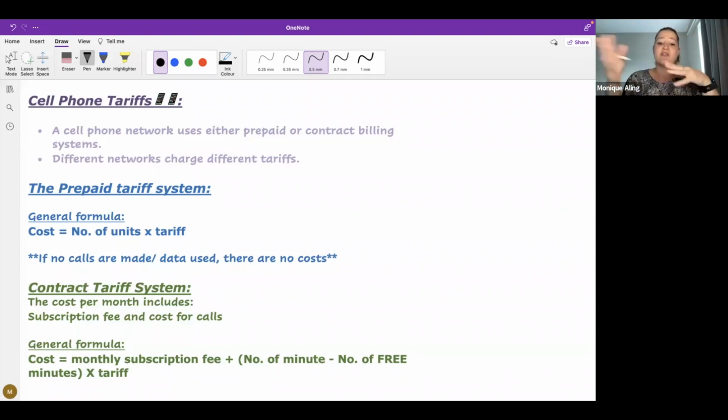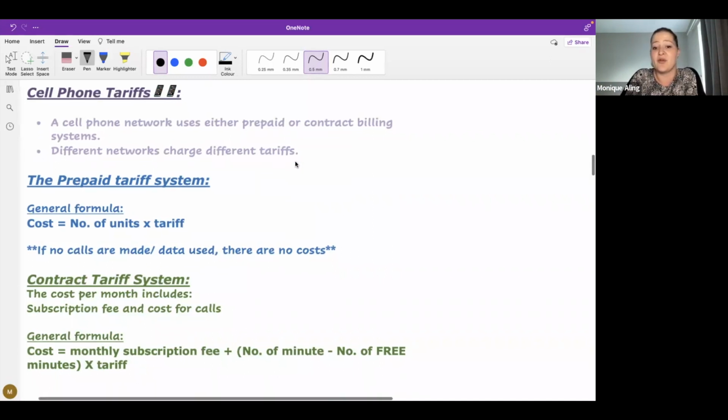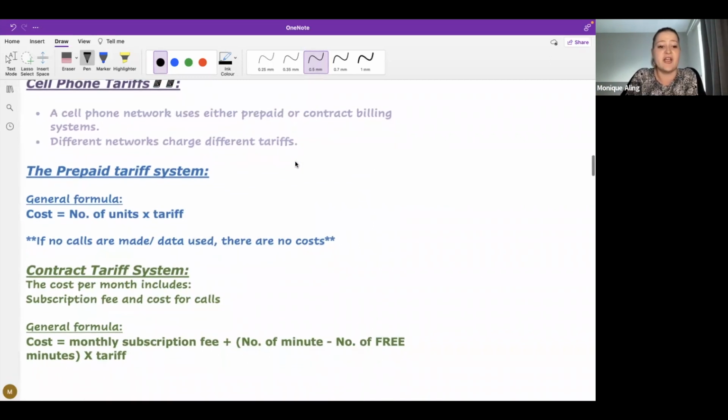And prepaid is when you load your data and your airtime and everything beforehand, and then you use it until it is finished, and then you just top it up again. So we're going to look at how those two are basically charged with a cell phone tariff. Different networks charge different tariffs. So obviously for certain data bundles or different contracts, Vodacom might be a cheaper option, or Telkom or Cell C. It all depends on the person and the tariffs being charged.